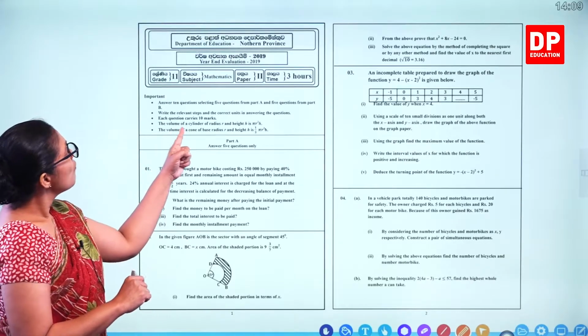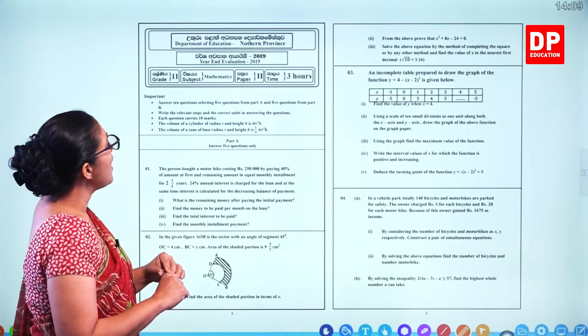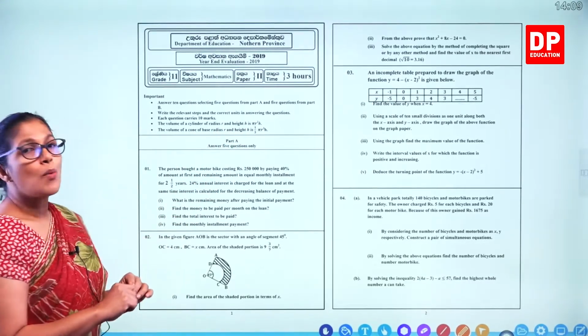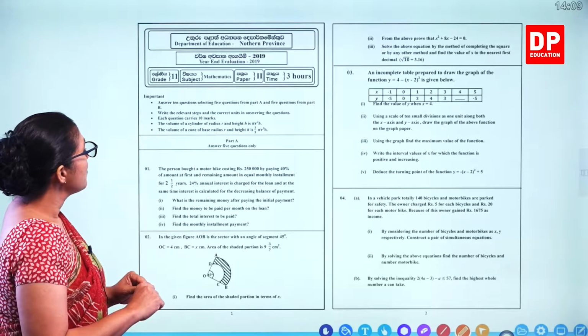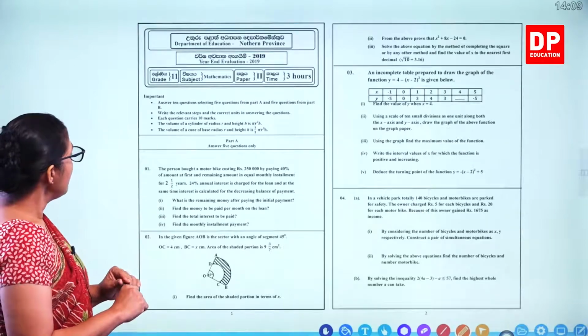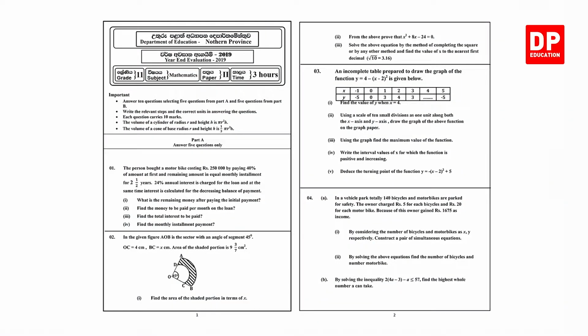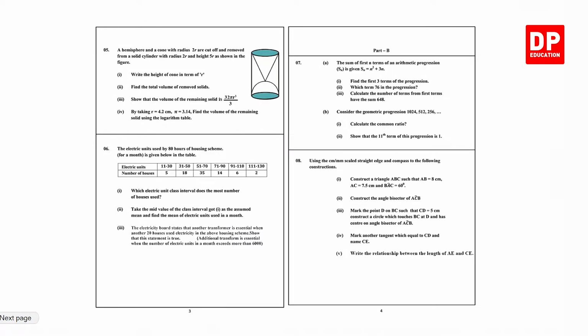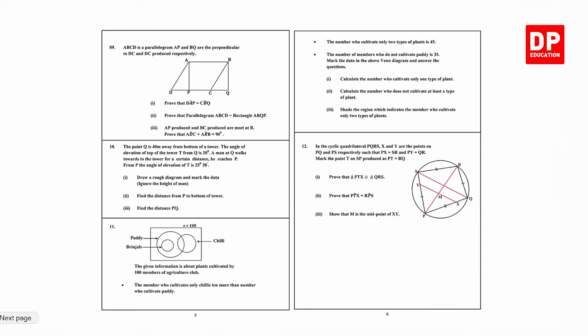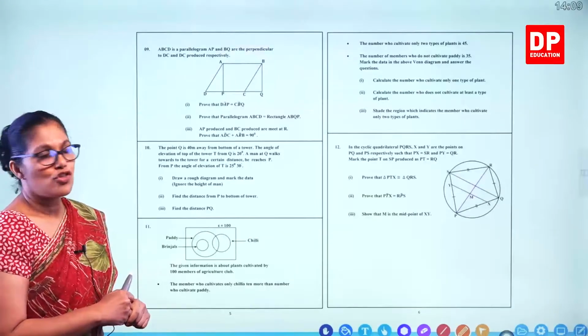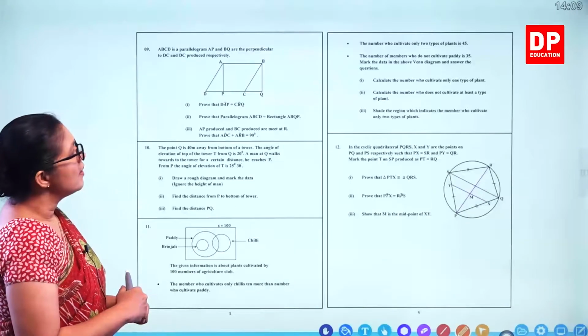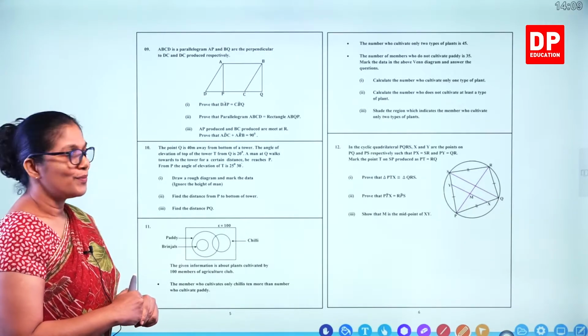It's given that the volume of a cylinder of radius r is pi r squared h and the volume of a cone is 1/3 pi r squared h. In Part A, questions 1 and 2 are on the first page, and the next page has 3 and 4. The third page has 5 and 6, and then you get Part B. Part B's first page has 7 and 8, the next has 9, 10, 11, and the last page has question number 12. So let's do this paper 2.